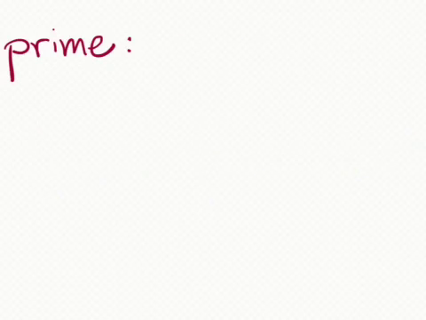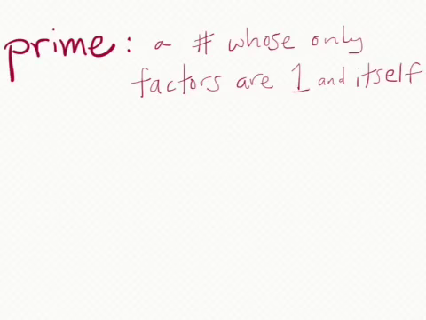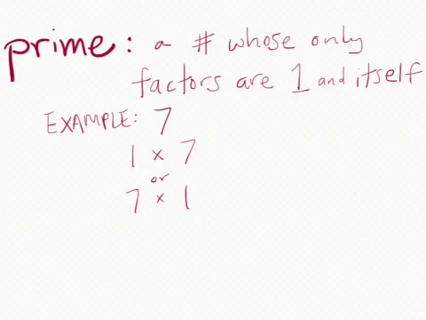All right, let's get some vocabulary down here. As we have learned in class, a prime number is a number whose only factors are 1 and itself. An example of that would be 7. The only way to build 7 with factors, meaning numbers that you can multiply together to get a number, is 1 times 7 or 7 times 1.